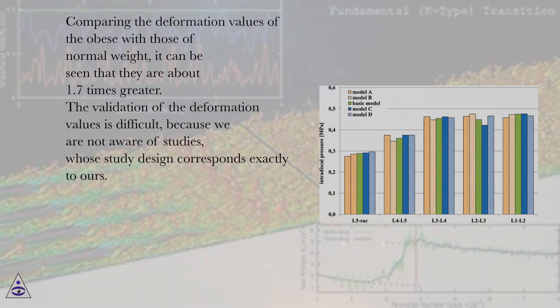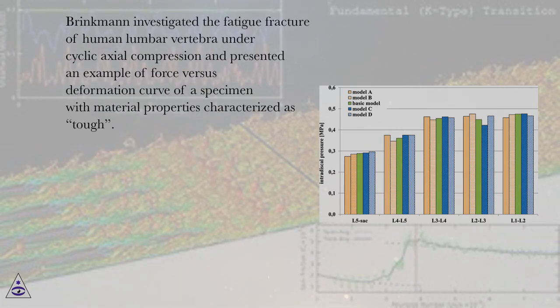Comparing the deformation values of the obese with those of normal weight, it can be seen that they are about 1.7 times greater. The validation of the deformation values is difficult, because we are not aware of studies whose study design corresponds exactly to ours. Brinkman investigated the fatigue fracture of human lumbar vertebra under cyclic axial compression and presented an example of a force versus deformation curve of a specimen with material properties characterized as tough.